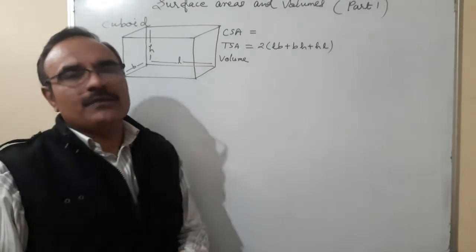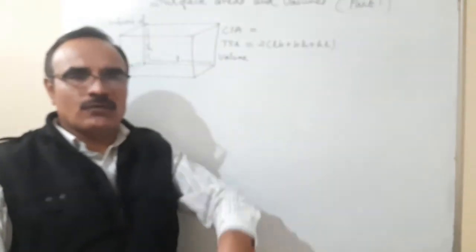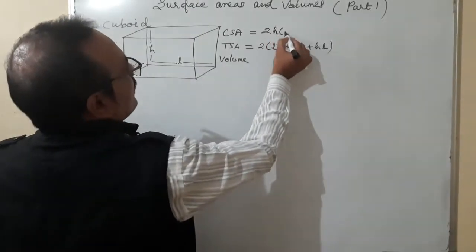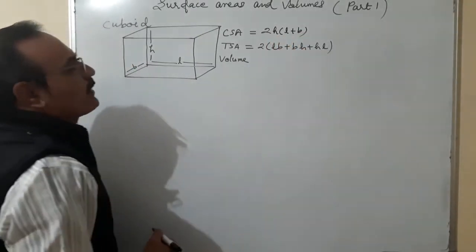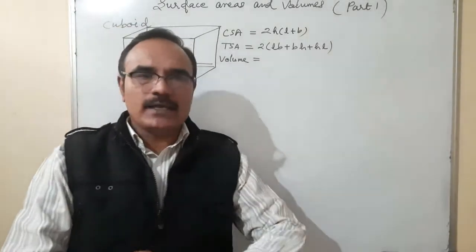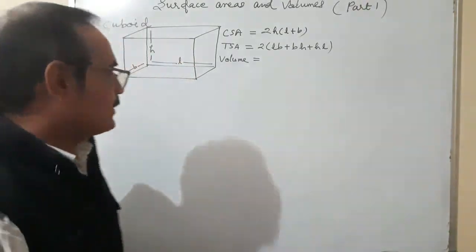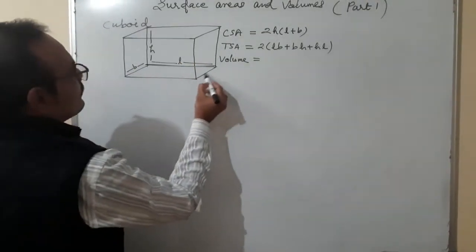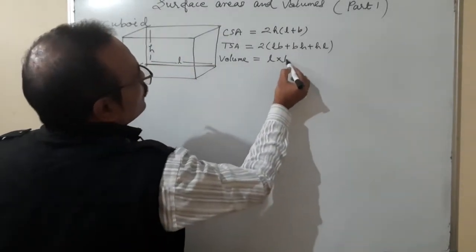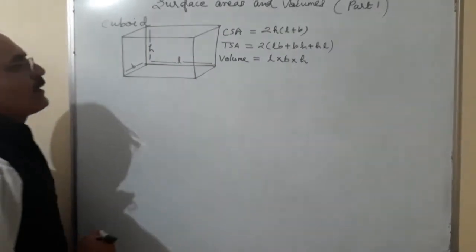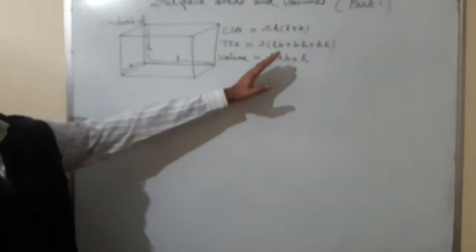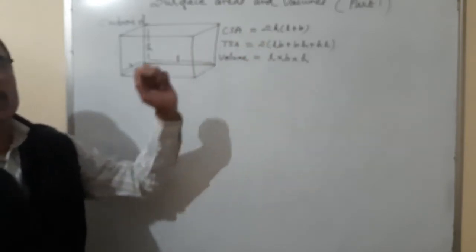Curved surface area, in which the ceiling and floor are not included, that means only 2H, L plus B is coming here. And volume. For the volume, one thing is very clear, that area of base multiplied by height. You remember, area of base is length into breadth multiplied by height. So it is L into B into H. This is the cuboid, and all the formulas CSA, TSA and volume of cuboid.